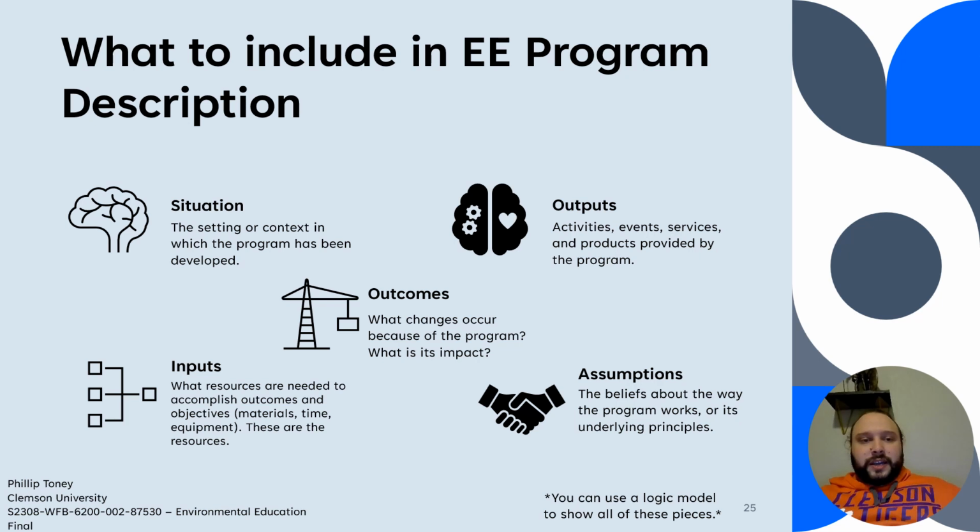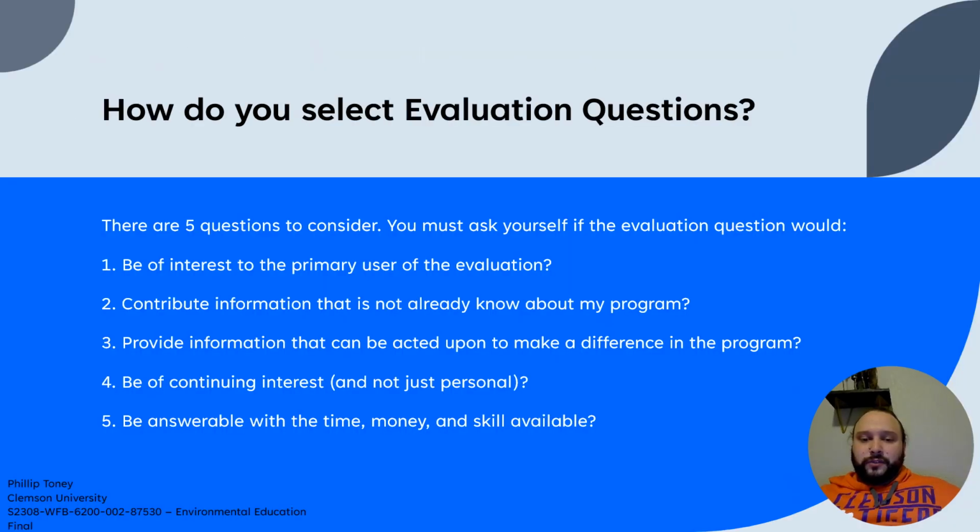What do you include in an EE program description? You should include the situation, outputs, outcomes, inputs, and assumptions. The situation is the setting or context where the program's being developed. Outputs are the activities or events that are going to be products of this. Outcomes are what changes are going to occur because of the program, or what impact it is going to have. The inputs are what resources you need in order to accomplish this, and then the assumptions are going to be the beliefs about the way the program works and its underlying principles.